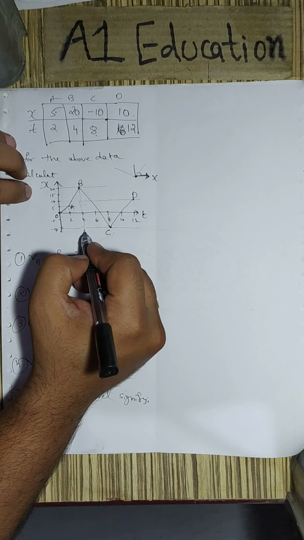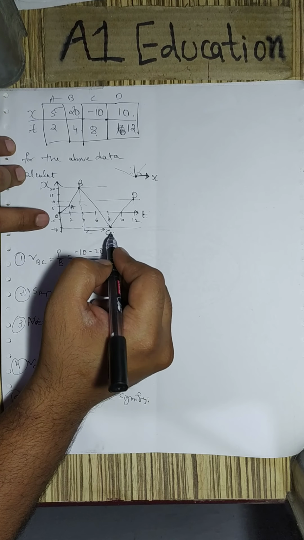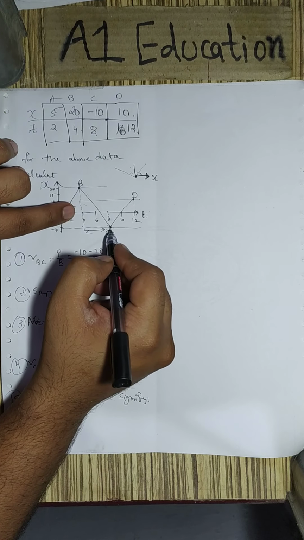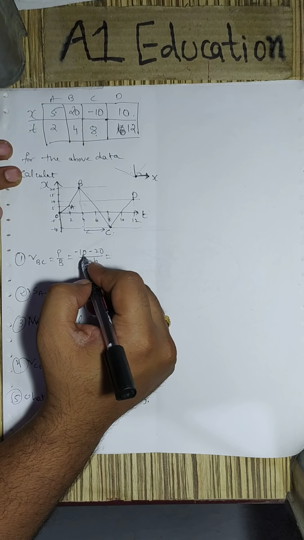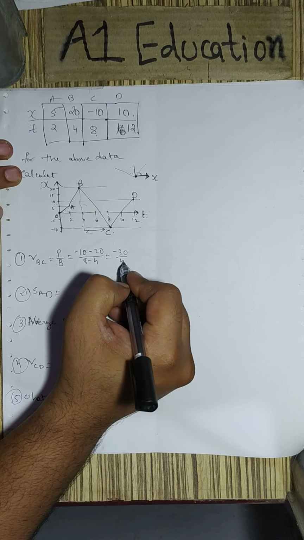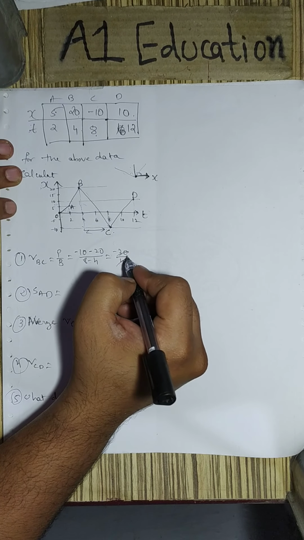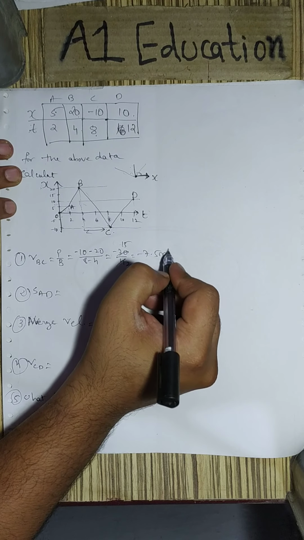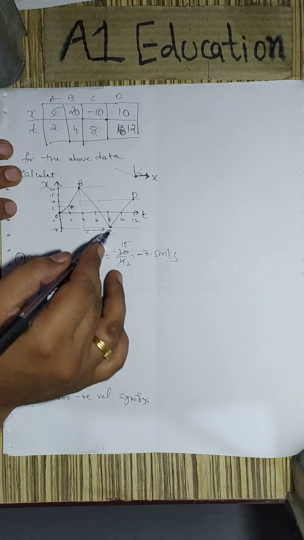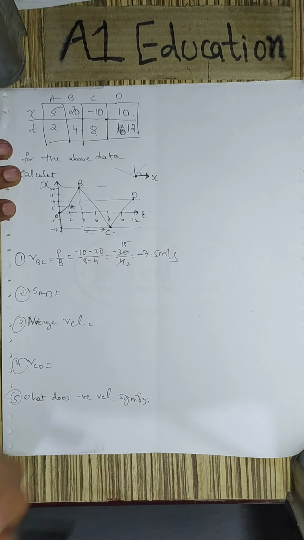the base. Base is this part, the change in time. So from 4 to 8, final time minus initial time, change in time. So that is minus 30 upon 4. That will be minus 7.5 meters per second. See, negative velocity. It has velocity but in the reverse direction.